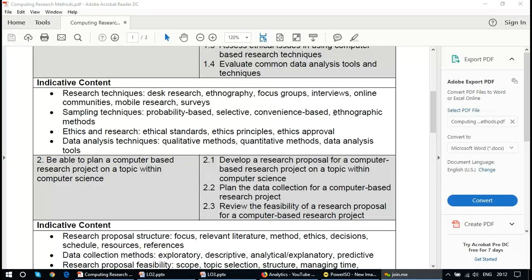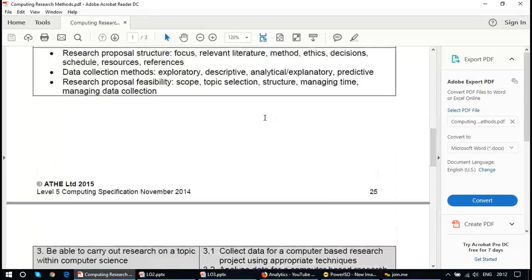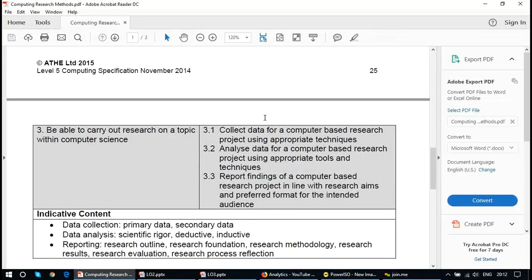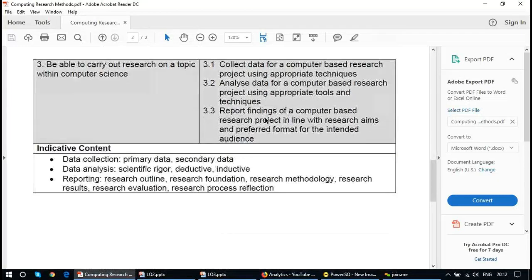So the recording is on now, and today we will be discussing the third learning outcome of computing research methods. It says be able to carry out the research on a topic within computer science. So obviously, you will be going through a research topic, and that would be based on certain data collection, data analysis, and reporting, and that would be a complete write-up.